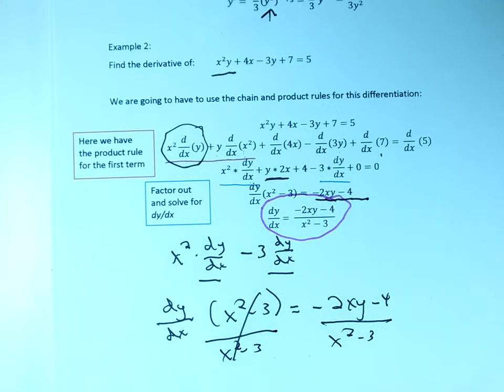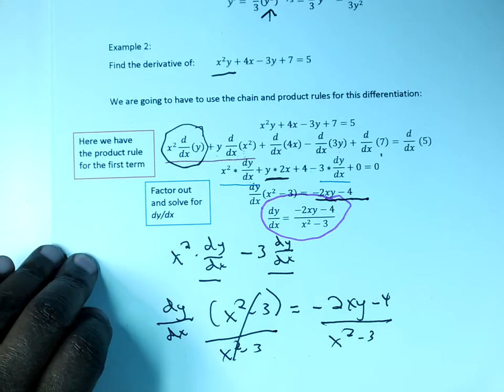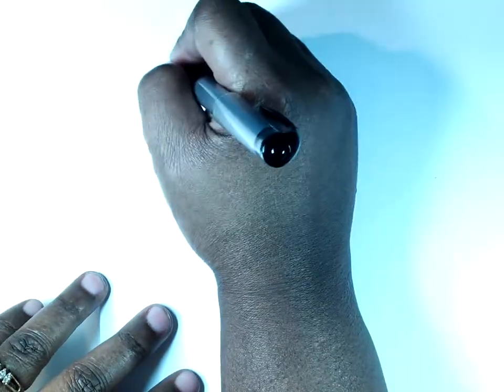And you can take higher order derivatives for this. You can take the second and third derivative. And that's why you have to get it in the form of dy/dx before you look at anything else. I'm going to do one more example before we look at related rates.